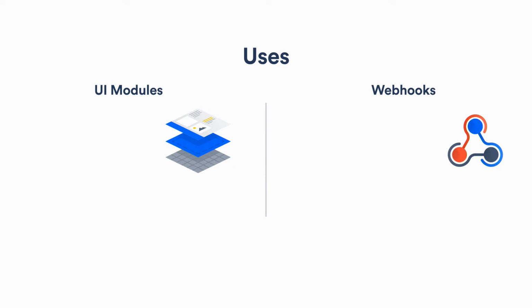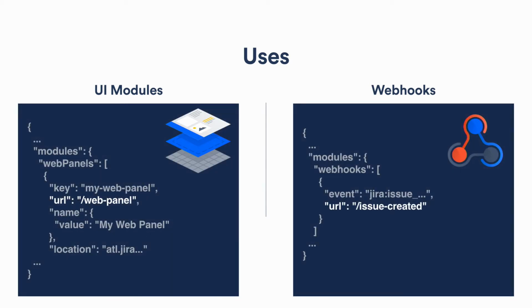And to do that, from the Connect descriptor, you implement a module for web panels that has a URL. That's the URL that, for example, is part of the relative URL that will get signed. Also, the webhook side is a simpler way of describing that, but it's also got the URL. That's where it's going to send that JWT signature.